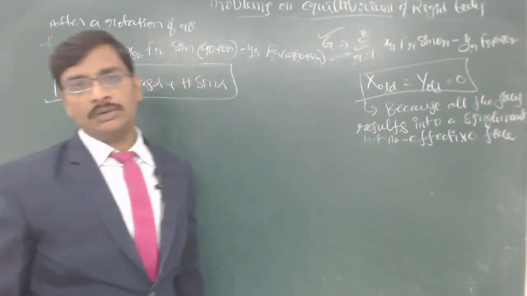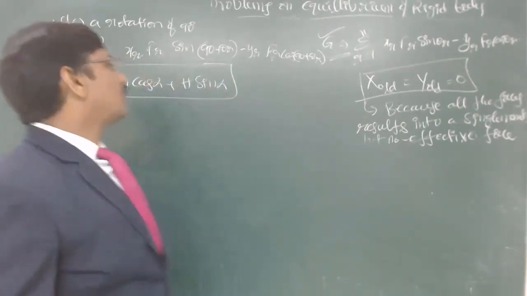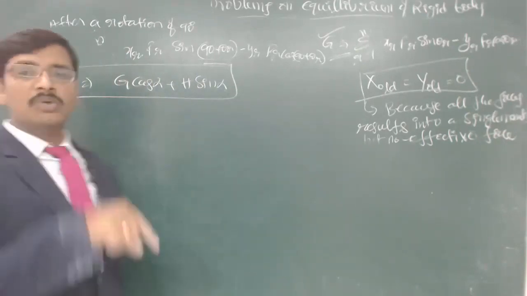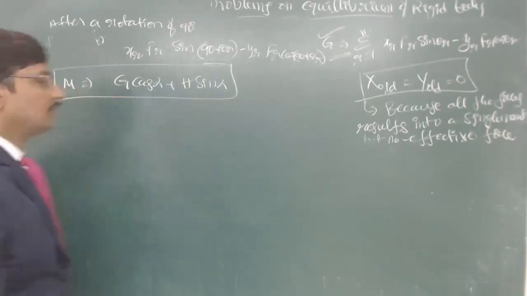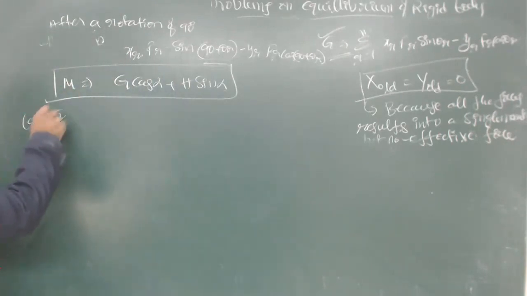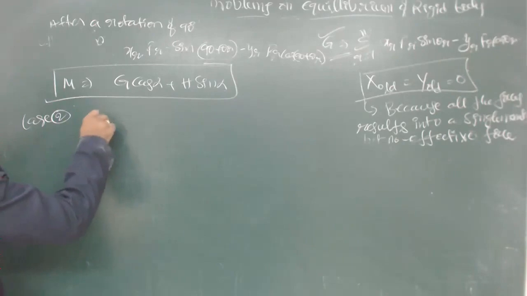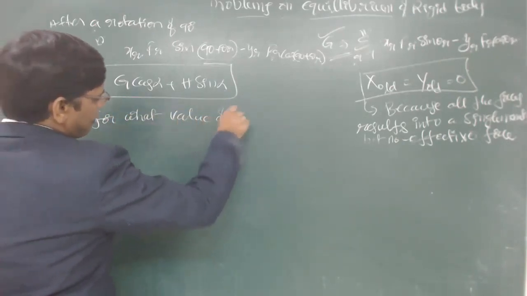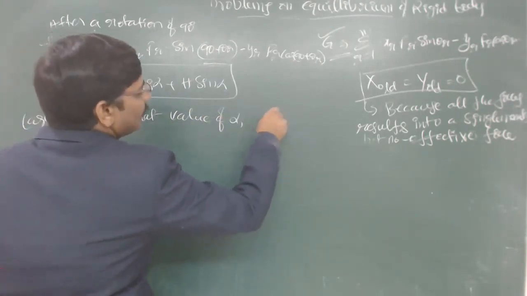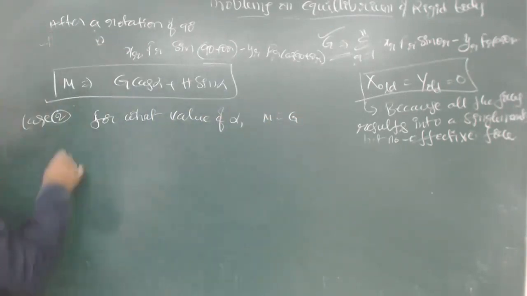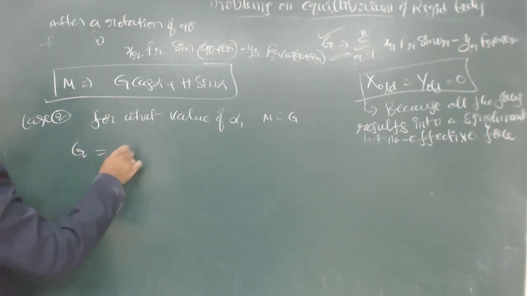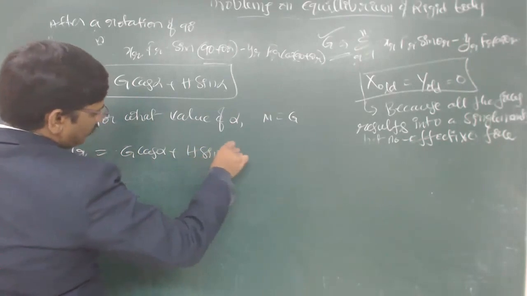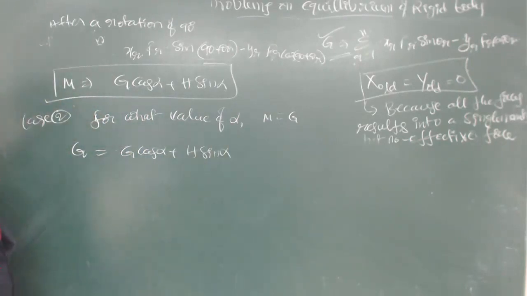So this is case 1. In case 2, for what value of alpha is this resulting moment equal to the old moment G? So the next question is: for what value of alpha M equals G. So if you keep G equal to G cos alpha plus H sin alpha, the known values are G and H, which were given in the problem statement.